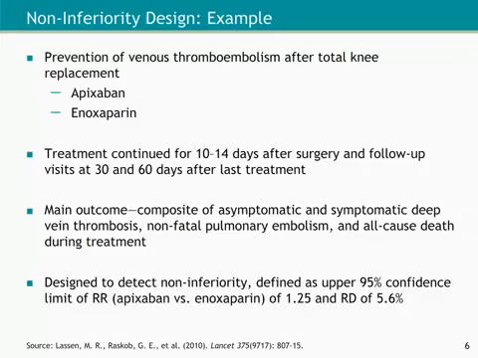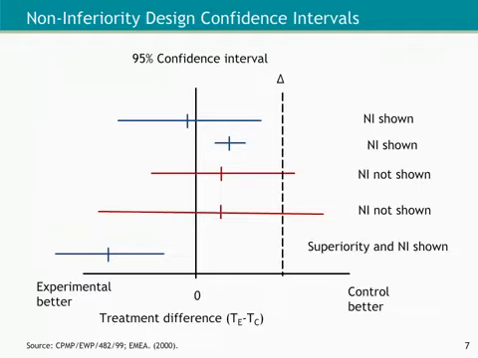The non-inferiority limit was set as the upper 95% confidence limit of the risk ratio of apixaban versus enoxaparin not exceeding 1.25, and the risk difference of apixaban minus enoxaparin not exceeding 5.6%. So to reiterate, the goal of a non-inferiority trial is to demonstrate that the experimental treatment is not worse than the control treatment by more than a pre-specified small amount.